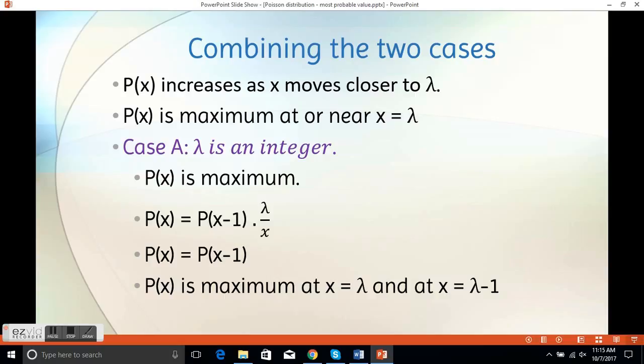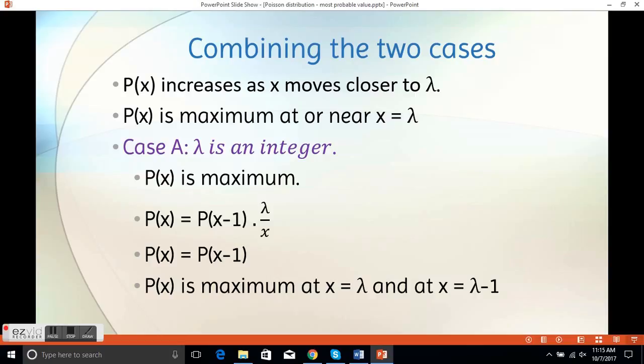So what it really means is that P of x is maximum when x is close to or near lambda. Why close to lambda? Why not always equal to lambda? That is because x can take only non-negative integer values, but lambda can take any real value. So we will consider two cases. One case is when lambda itself is an integer. Now when lambda is an integer, then x can become equal to lambda. So in that case, P of lambda is maximum.